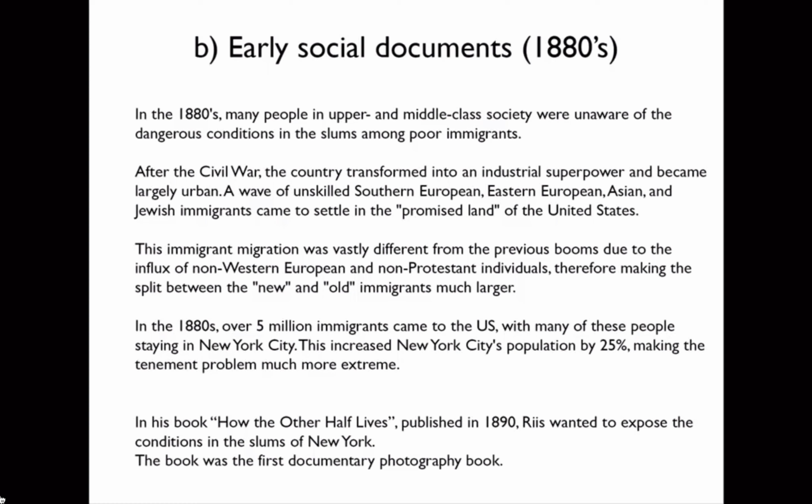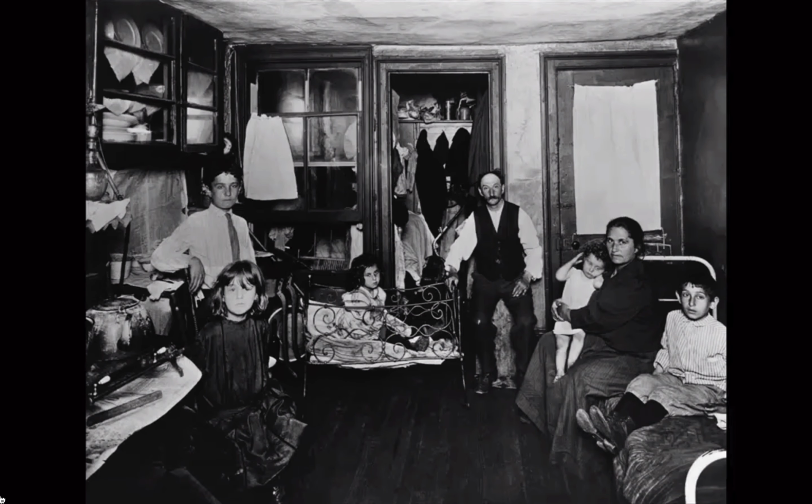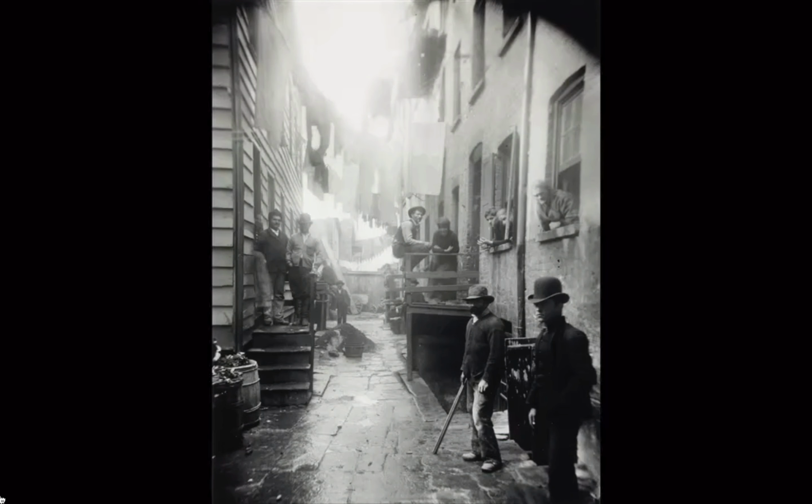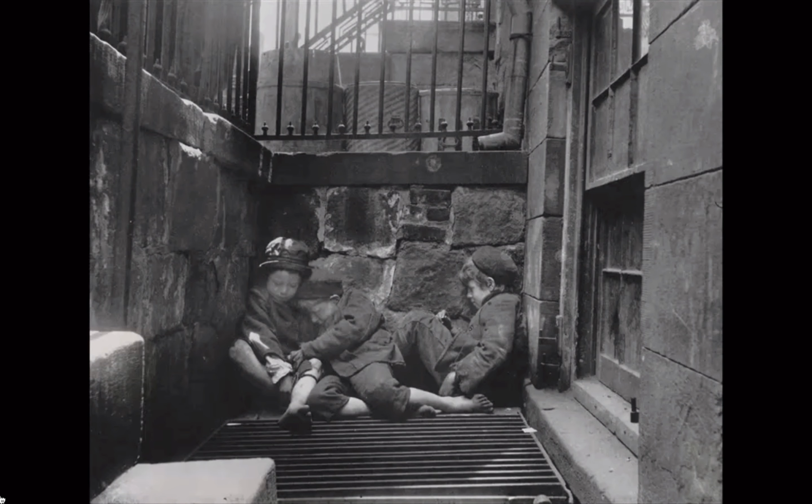The importance of the book was that it was the first documentary photography book. And these are some of the images that he had taken. Now, Jacob Riis, again, was someone who lived in the slums of the Lower East Side, where all of the immigrants came and stayed. So he was pretty much, through the images, telling his own story. He was personally familiar with the conditions there.